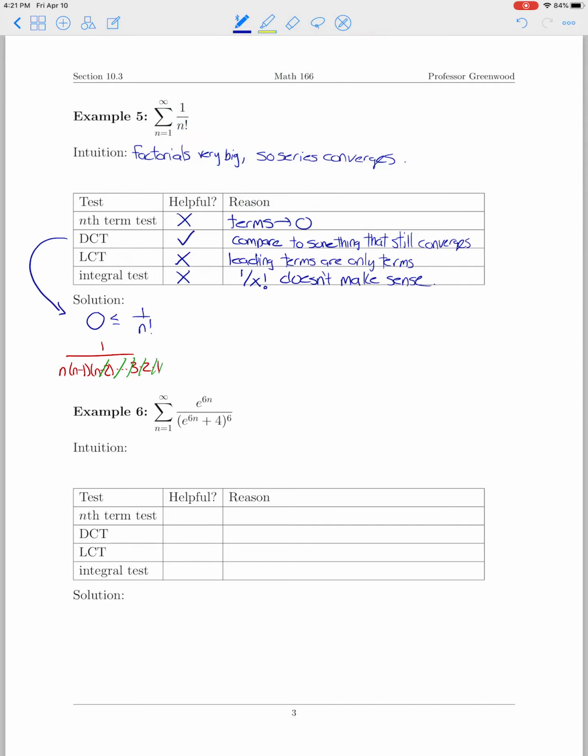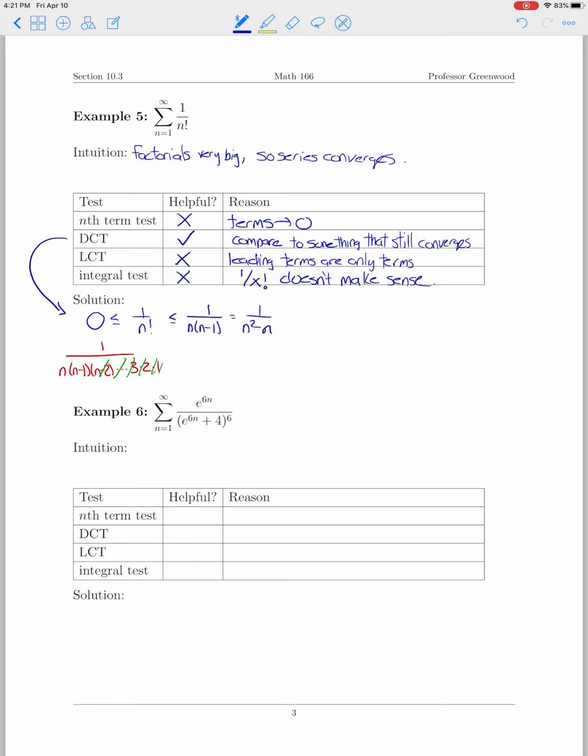So then I can say that this is less than or equal to 1 over n times n minus 1, which is equal to 1 over n squared minus n. Now I have to find some way of showing that this converges, and there are really two options here. One would be to use the limit comparison test to show that this is just like 1 over n squared, and we already know that converges.